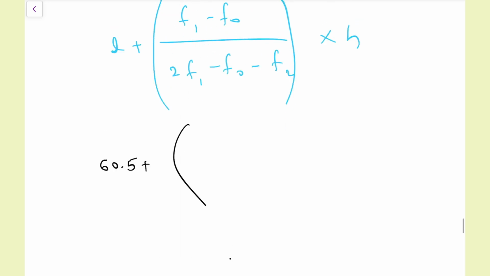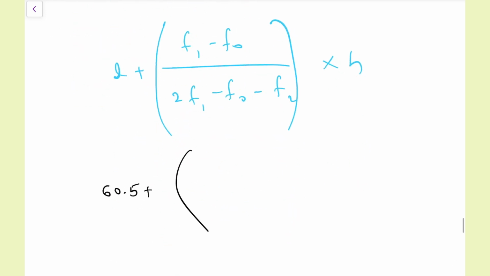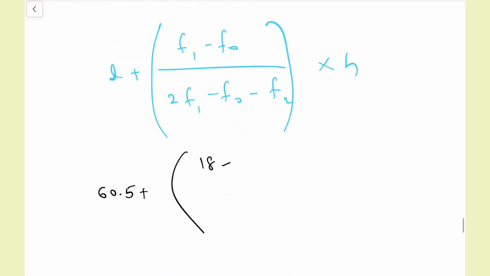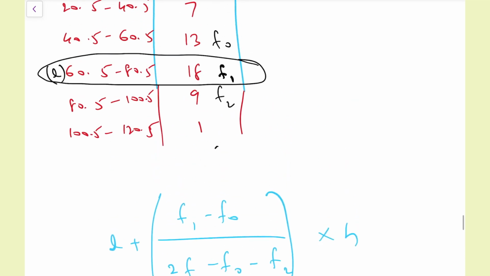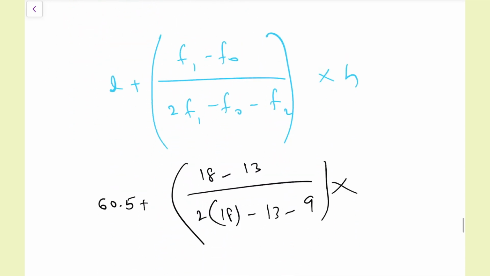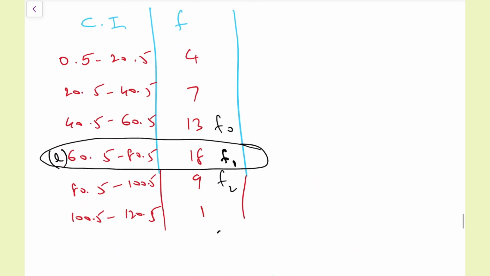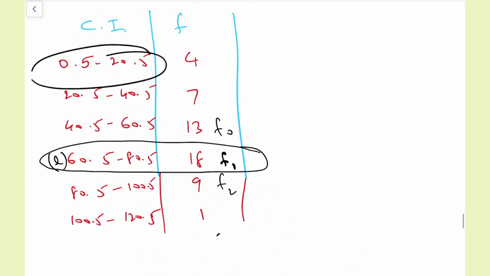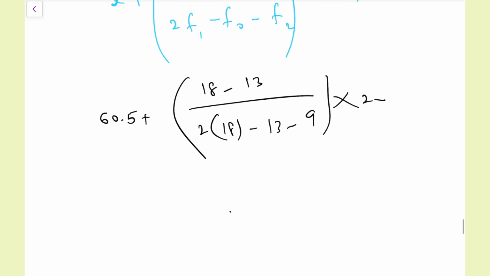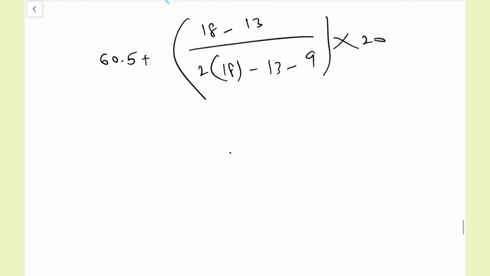60.5 plus F1 is 18 minus F0 is 13, divided by 2 into F1 18 minus F0 13 minus F2 is 9, into H, class interval size. Any class interval you take, for example, if I am taking this one, 20.5 to 40.5, how much? 20. So write that 20 here. Now let us simplify this further.